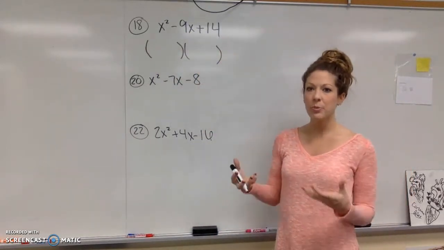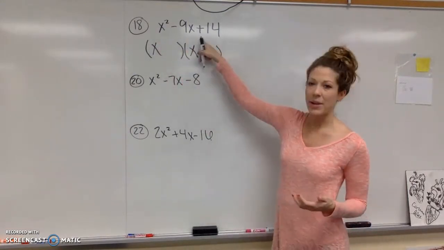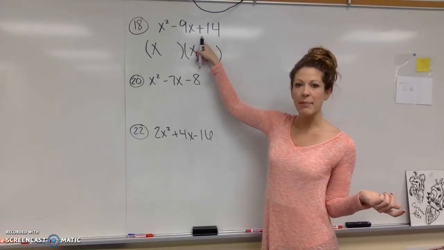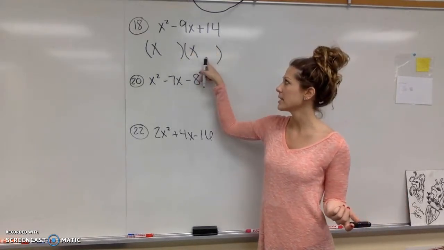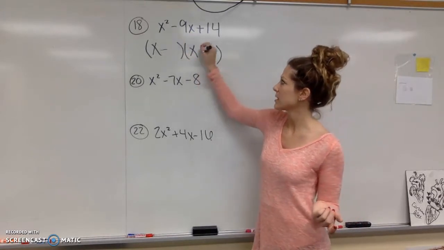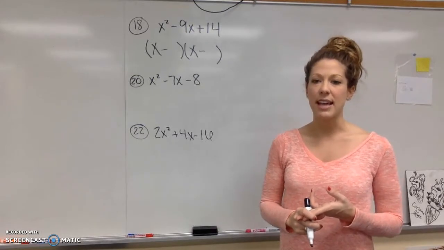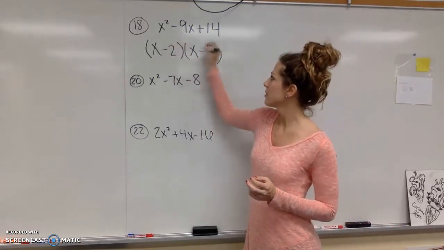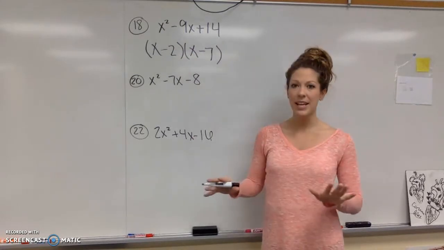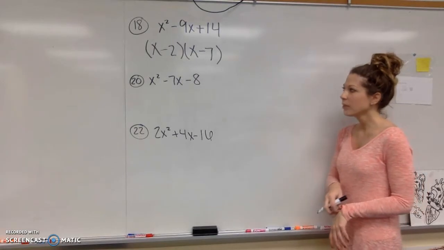So you set up your two parentheses, you write x and x. Now we have to do our signs. A plus sign in the back means they're going to be the same sign, so either plus plus or minus minus. In this case, they're going to be minus minus. So now we're looking for two numbers that multiply to 14 and add to 9. And those two numbers are 2 and 7. And then we're done.